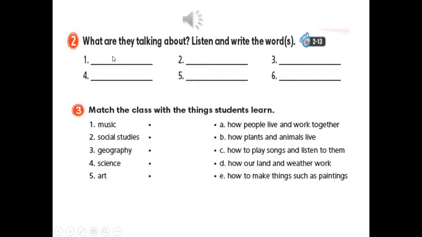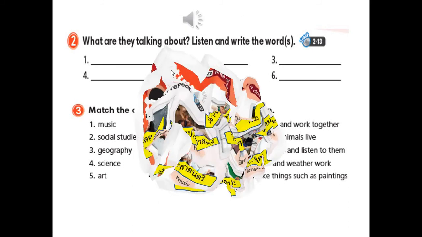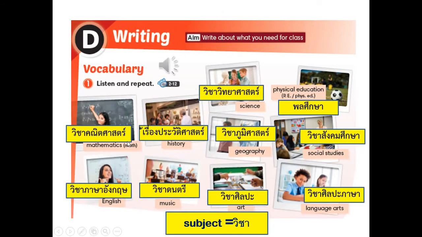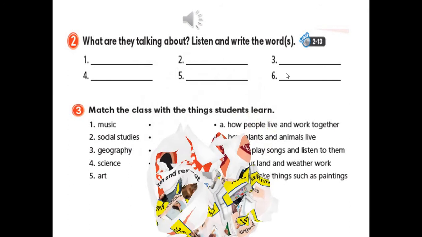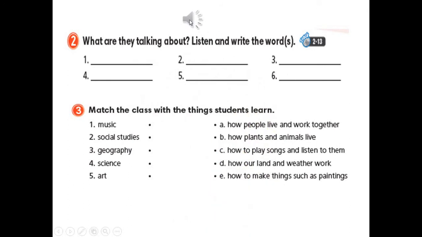All you need to do here is write the subject or the class that is mentioned in the recording. Look at exercise number 1, where you can see different classes. You just need to choose one for each number. If you don't know how to answer this, I'll give you an example.